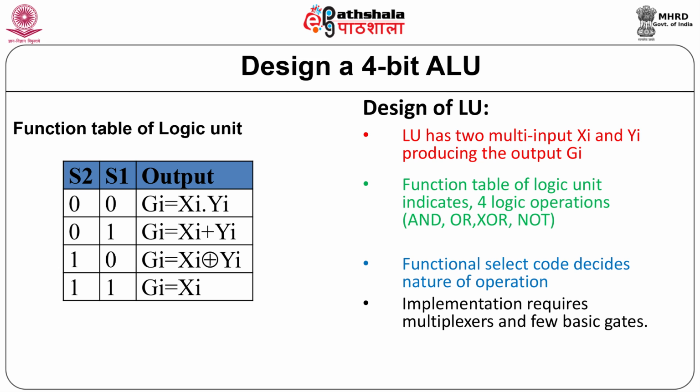The logic unit supports different logic functions on 2 multi-input xi and yi, producing the output gi. The logic function table indicates that there are 4 possible functions AND, OR, XOR and NOT selected by the logic select lines. Functional select code decides the nature of operation to be performed in logic unit. This table can be implemented using multiplexers and few basic gates. It should be noted that for n-bit logic unit, we need a 4-to-1 multiplexer.